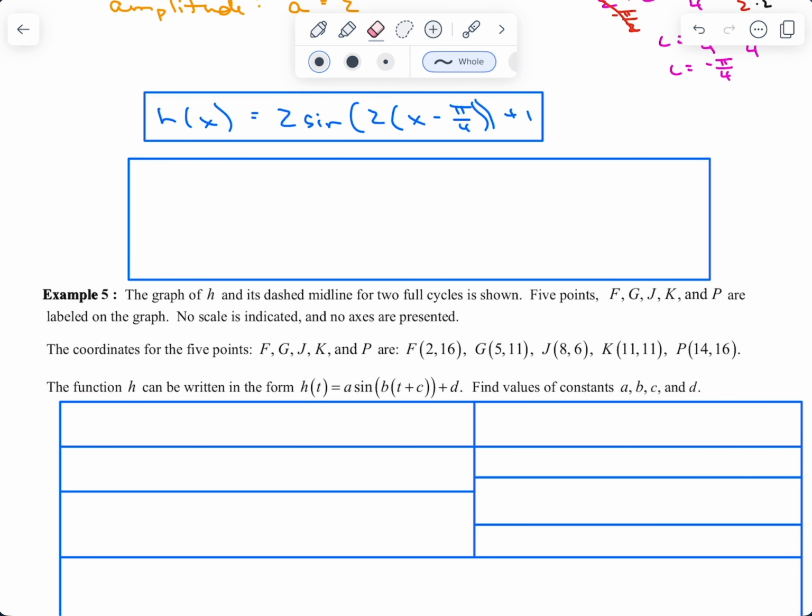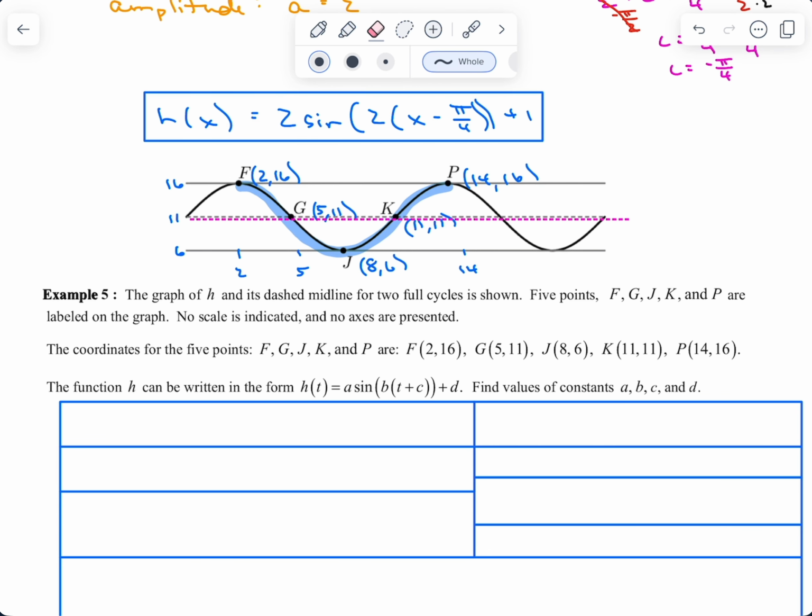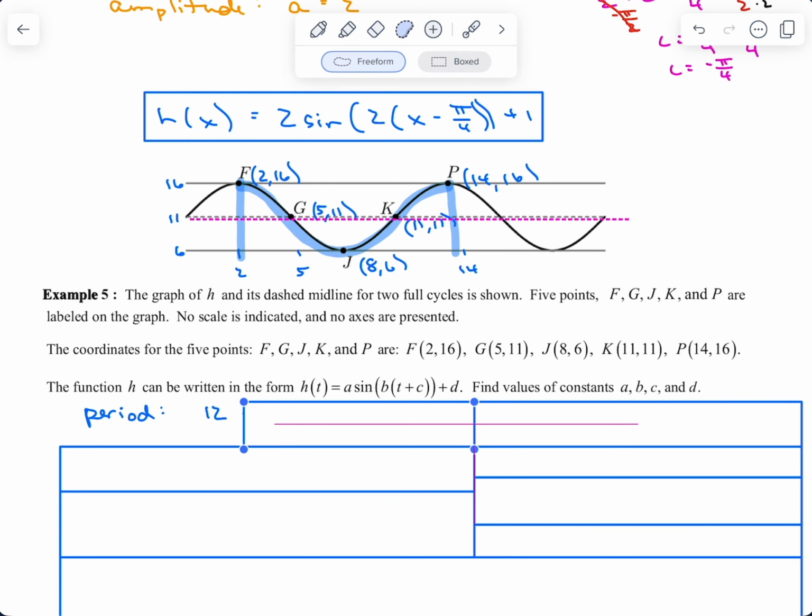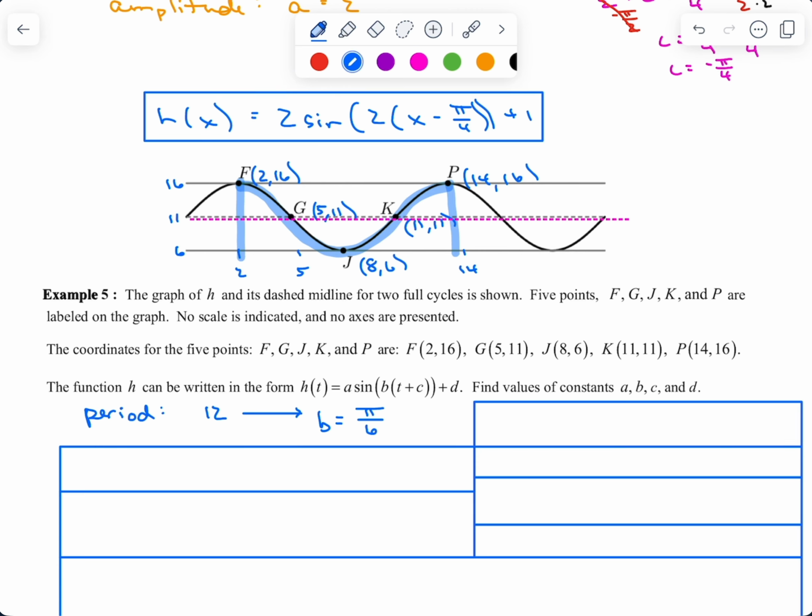Okay, so as we take a look here, this is what I got for my graph. F is at 2, 16, G is at 5, 11, and so forth. That means that my period is actually from this 2 to 14. So my period turns out to be 14 minus 2, that is 12. To figure out my B value then, I'm going to see what I need to multiply 12 by to build that up to the normal 2 pi. So when I divide both sides by 12, that turns out to be pi over 6.